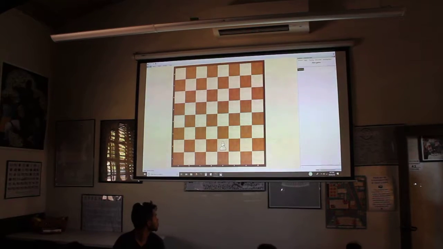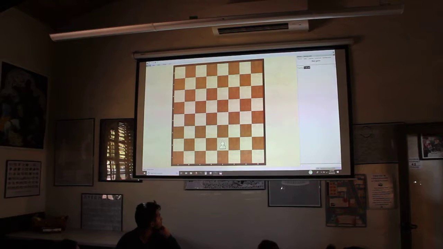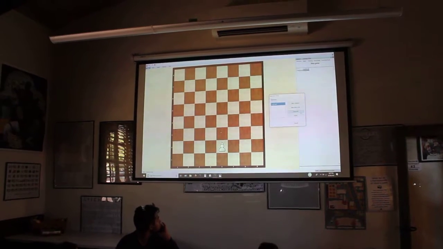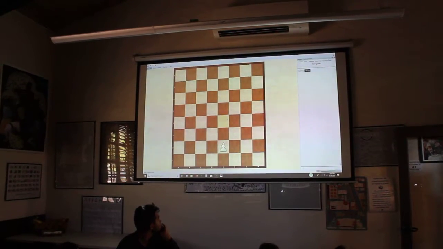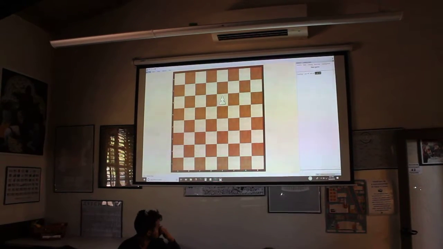On its first move, pawns can go two squares. So on the first move, you have a choice of either going one square or two squares. But then after the first move, it can only go one square at a time.